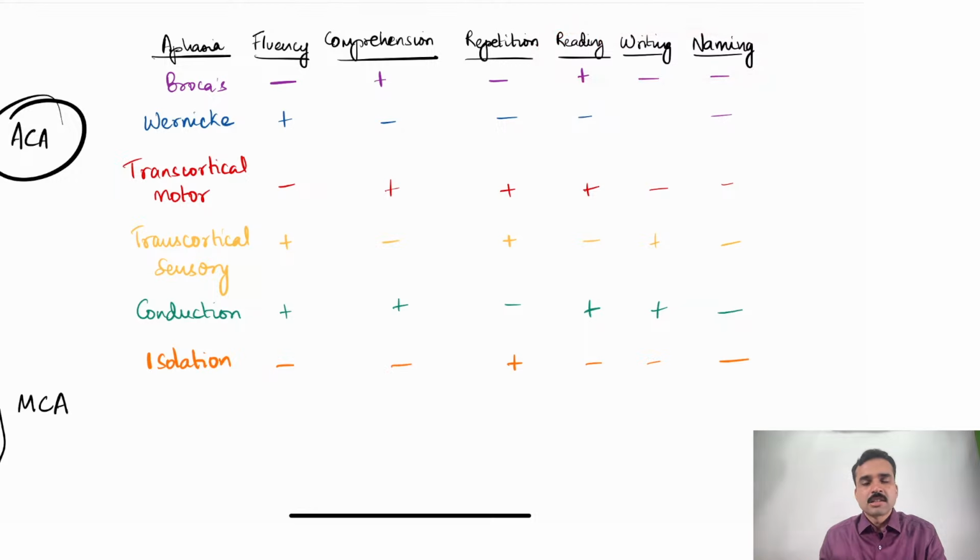Don't think too much about reading and writing. Reading and writing is lost in many of these aphasias. Naming is lost almost universally in everything. That is why localizing, when there's anomia, becomes very, very difficult. What I feel can be tricky is conduction aphasia.